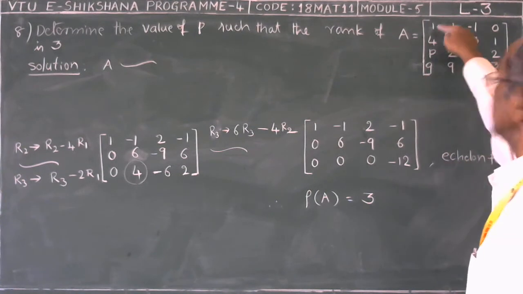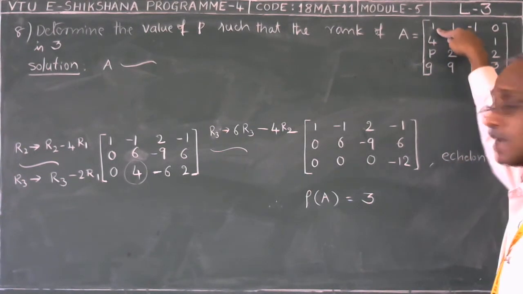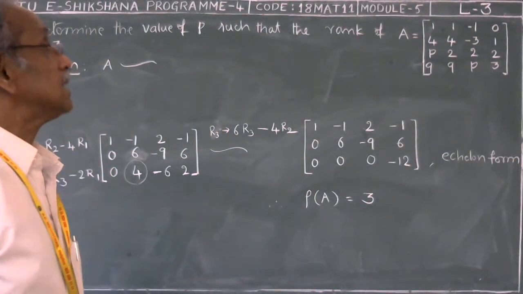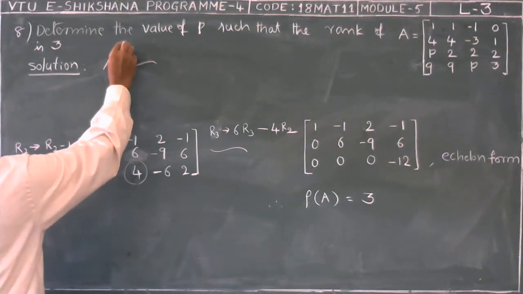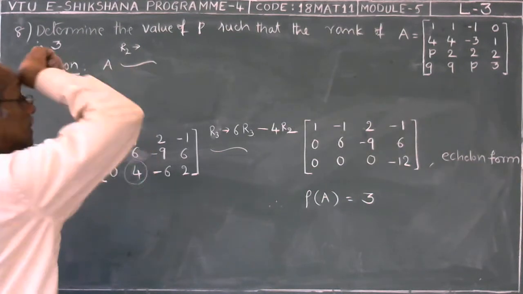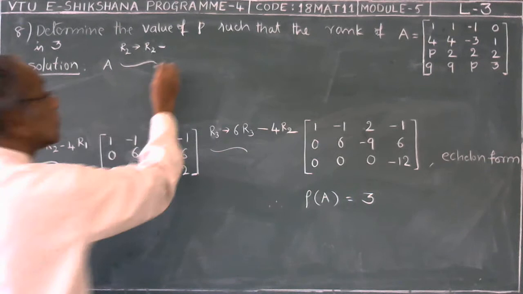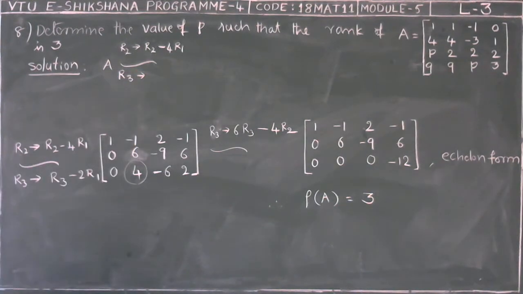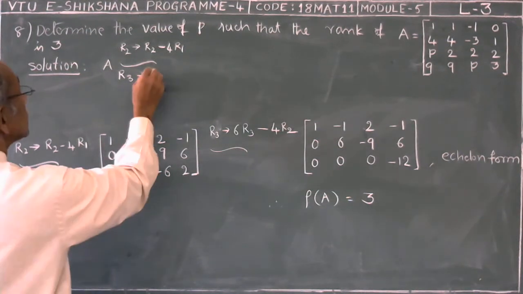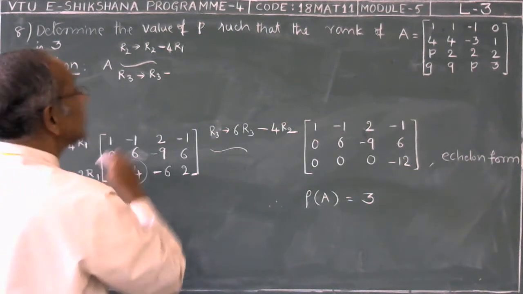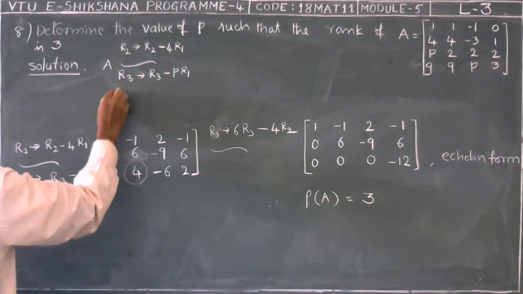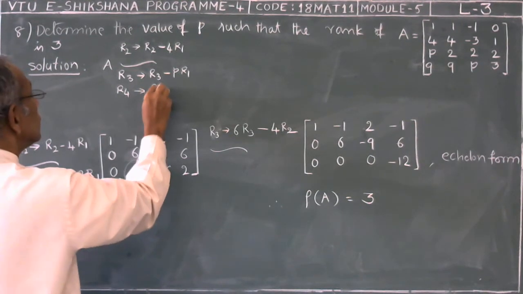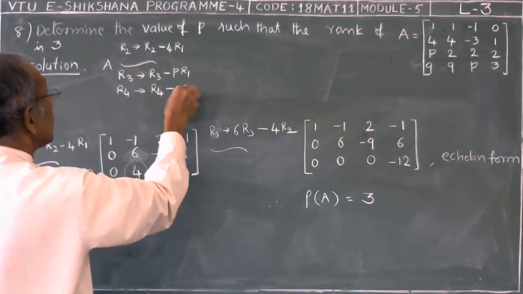Now, the leading entry in the first row is 1, an advantage. So I can easily make these 3 elements 0 by subtracting after multiplying by a suitable non-zero constant. So what can I do? R2 will change subject to this operation: R2 minus 4 times R1. R3 will change subject to R3 minus P times R1. R4 will change subject to the operation R4 minus 9 times R1.